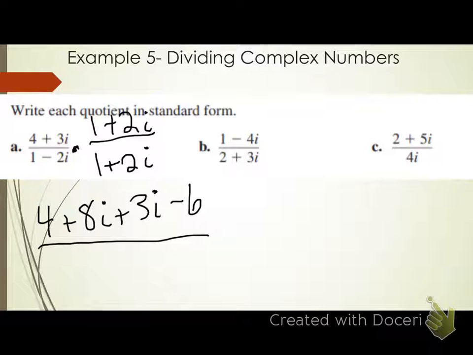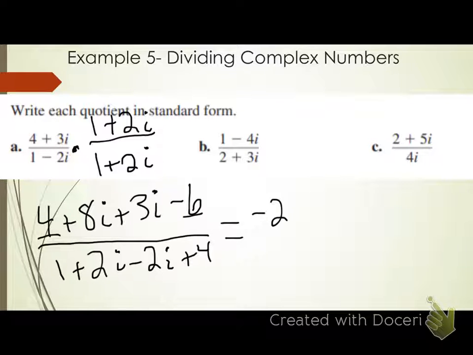Now I need to FOIL my denominator. 1 times 1 gives me 1. 1 times 2i gives me 2i. Negative 2i times 1 gives me negative 2i. Negative 2i times 2i would give me positive 4, because it would be negative 4i squared. So negative 4 times negative 1 gives me positive 4. Up top, combining my real parts, 4 minus 6 gives me negative 2. 8i plus 3i gives me 11i. Downstairs, my imaginary numbers cancel each other out, and I'm left with 1 plus 4, which gives me 5.